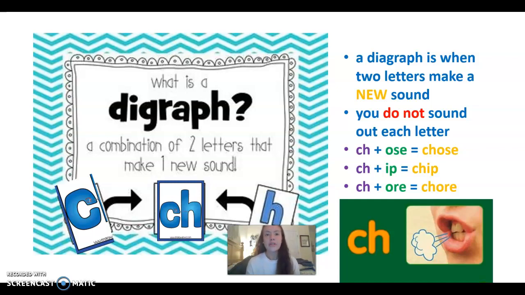So this week we are going to start off the week by talking about the digraph ch. Ch makes ch. And so we're not going to make the letter sounds for C and H. It's not going to be k. It's going to be a brand new sound, and it's going to make the sound ch. So we have ch-os, and that's chose. Ch-ip makes chip. And ch-or makes chore. Kind of put your teeth together.